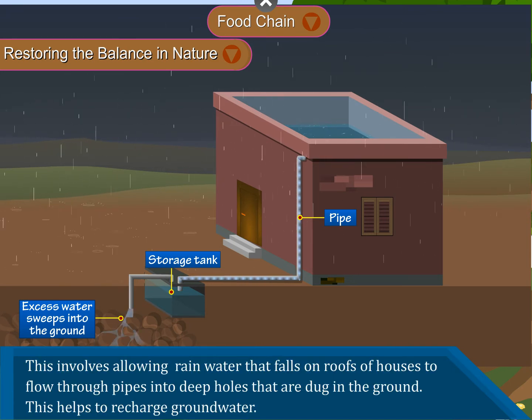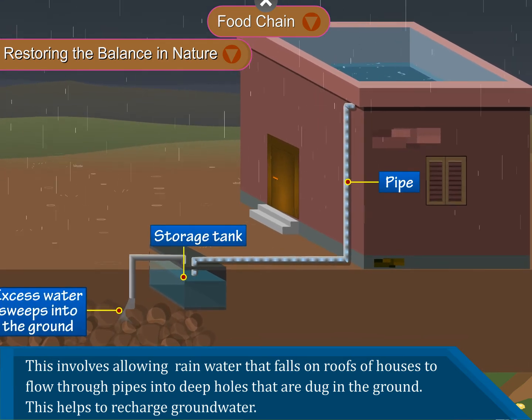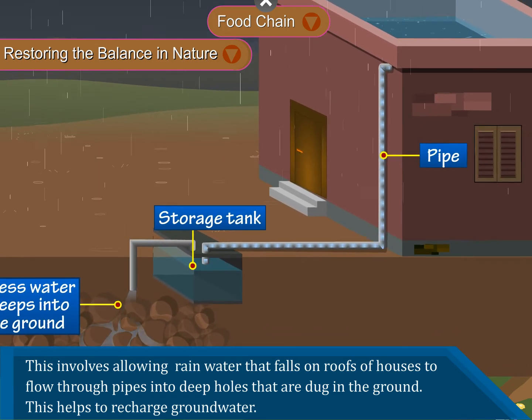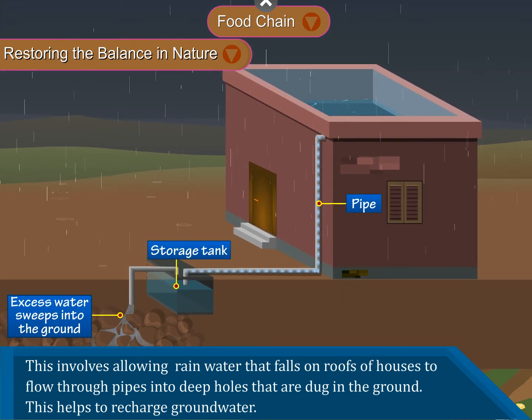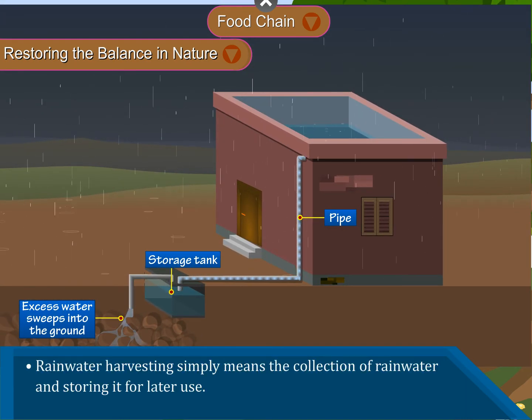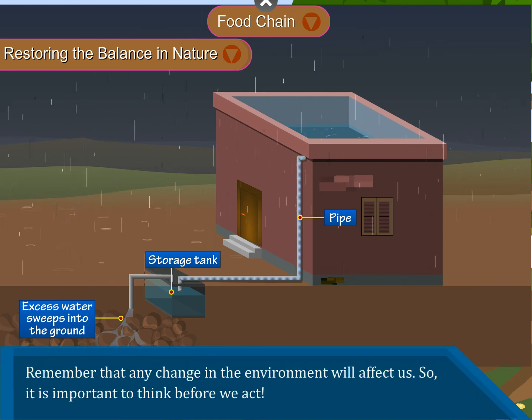This involves allowing rainwater that falls on roofs of houses to flow through pipes into deep holes that are dug in the ground. This helps to recharge groundwater. Rainwater harvesting simply means the collection of rainwater and storing it for later use. Remember that any change in the environment will affect us. So it is important to think before we act.